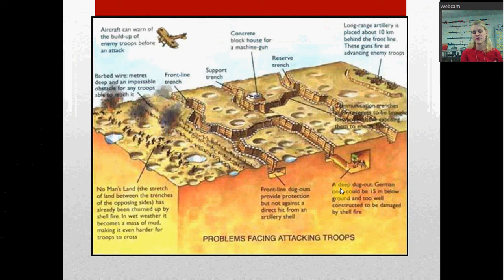Most of the dugouts wouldn't provide a whole lot of protection, but as you can see, like it says, some German ones were constructed so well that they actually would be protected. These are just places you could pop down into if they started firing at you. Then we have our frontline trench.